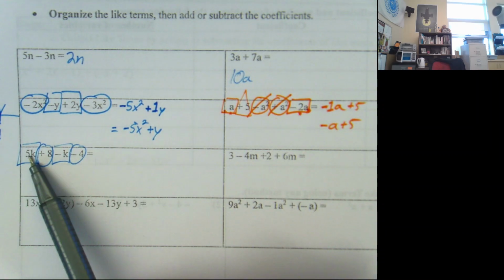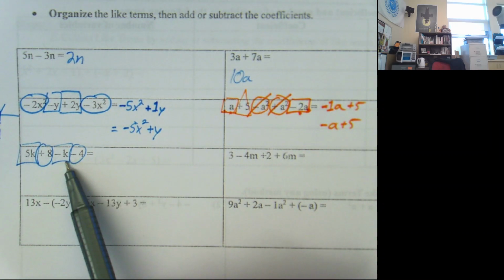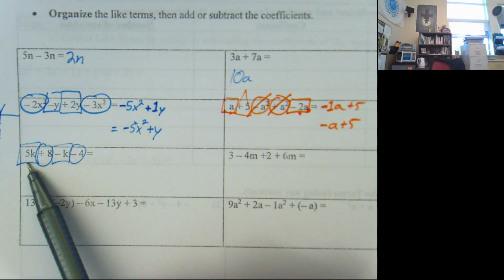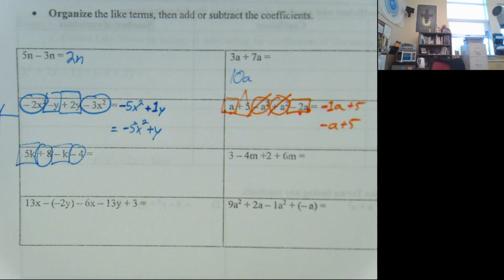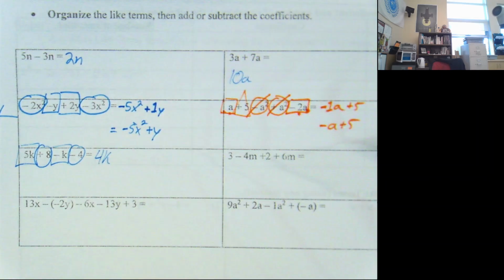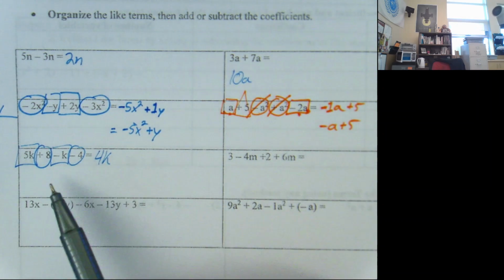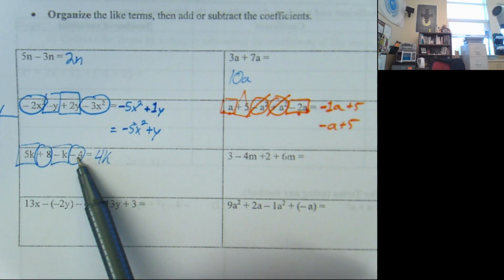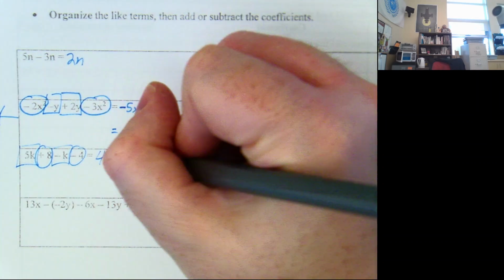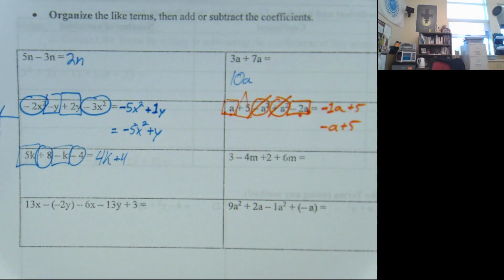So what is 5k minus k? If I have 5k's and I take away a k, how many k's do you have now? Okay. You have 4k's. That is what subtraction means, Ethan. Don't think of it as random. That'll confuse you. And now I've got 8 minus 4. It's positive 4. So we're going to put a plus 4 there and we're done.